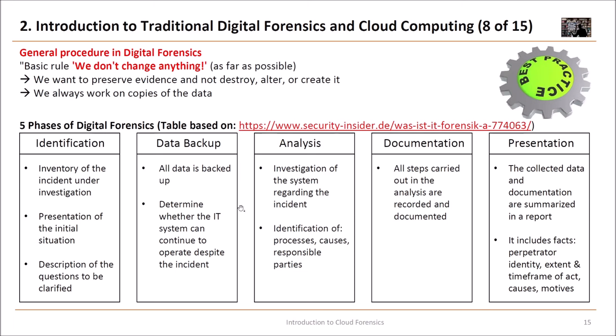Now let's have a look at the general procedure in digital forensics. First of all, the basic rule is we don't change anything as far as possible. We want to preserve evidence and not to destroy, alter, or even create it. And therefore, we always work on copies of the data, if possible. Here are the five phases of digital forensics. I took the table from securityinsider.de. This is a German page, so I translated it to you in English.